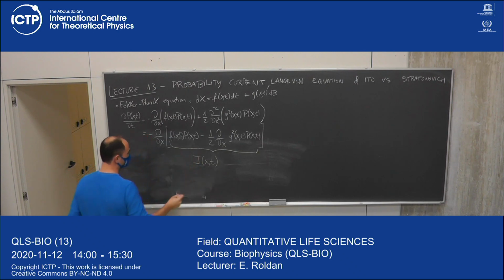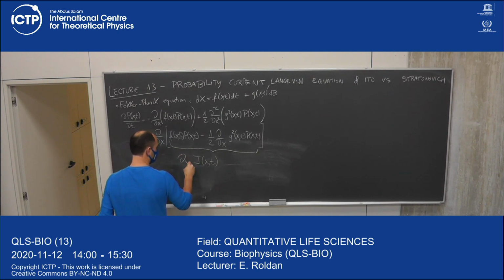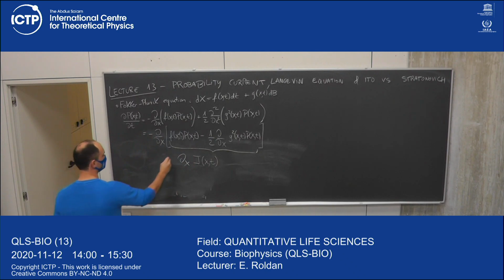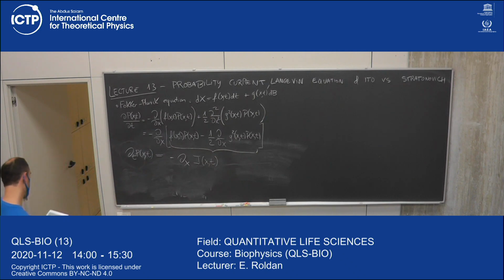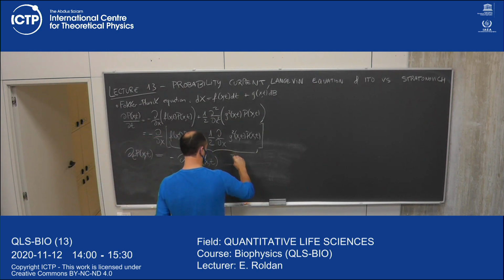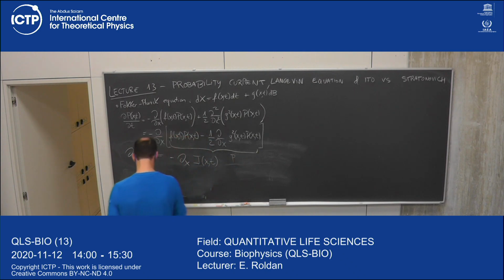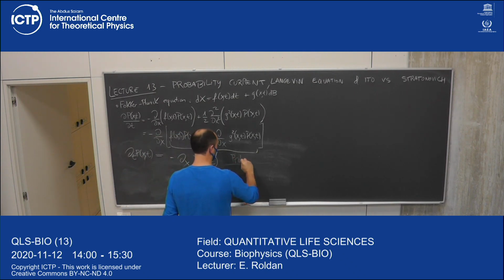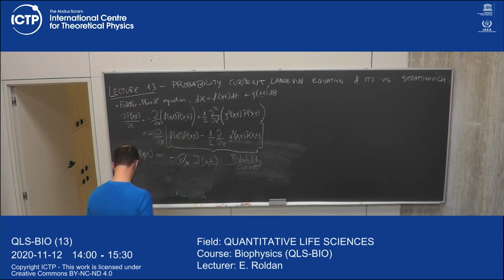Time-dependent, space-dependent current in general. Partial with respect to x of J with a minus equals partial with respect to t of p(x,t). Okay? This is the same as saying the Fokker-Planck equation. Right? For this, as I said, is called the probability current.